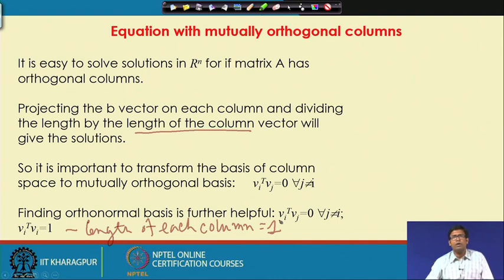So, if we only find out the projected length of b vector along each column, that is the solution, that is the coefficient multiplied with each column. So, getting orthonormal column vectors will be of further importance, further use.